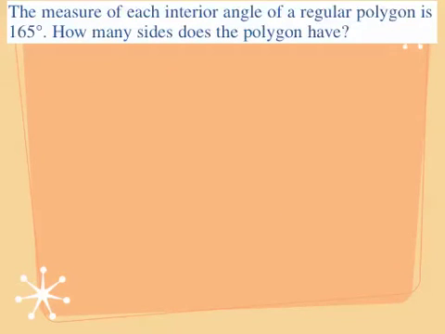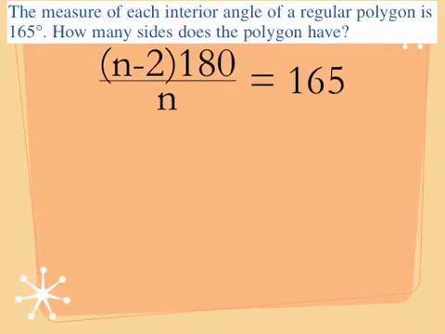The example says the measure of each interior angle of a regular polygon is 165 degrees. How many sides does the polygon have? So in this case, I know that each angle measures 165 degrees. What I do not know is how many sides the polygon has. So I'm going to use the corollary and set it equal to 165. So (n minus 2) times 180 divided by n equals 165.